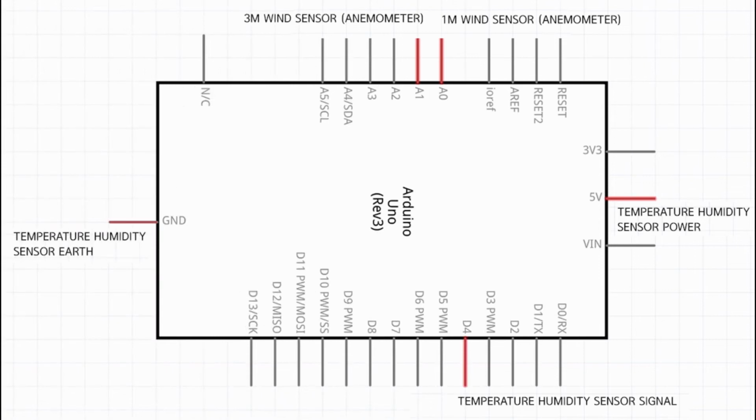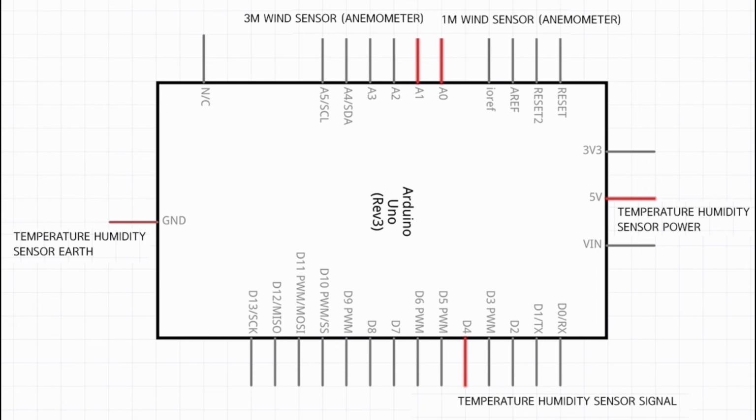Now, let's look at the Arduino diagram and see the configuration again. The analog wind signal generated by two anemometers is entered in the A0 and A1 terminal ports. Arduino provides power and grounding to the temperature and humidity sensor, while temperature and humidity results are entered into digital port D4.